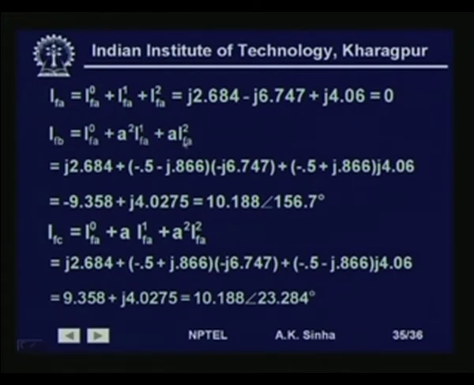For IFB, we substitute the values and calculate; this comes out to be 10.188 with an angle of 156.7 degrees. Similarly, IFC, after substituting the values, comes out to be again 10.188 with an angle of 23.284 degrees, which shows the values for these two currents. So, we know the fault currents in all the three phases.